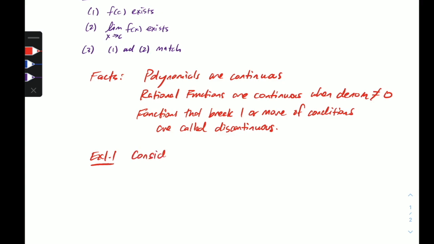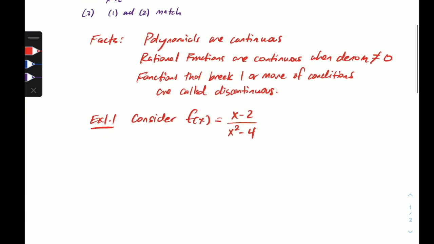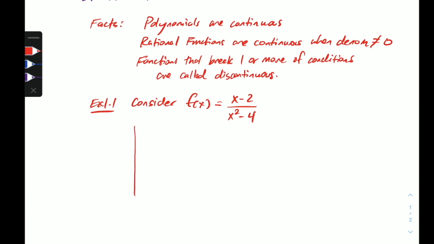Okay, so let's look at an example of a function that has some discontinuities. So let's consider this rational function x minus 2 over x squared minus 4. And the first thing we're going to do is just graph this function. So here's what the graph looks like. It has an asymptote at -2. And it has a hole at +2.